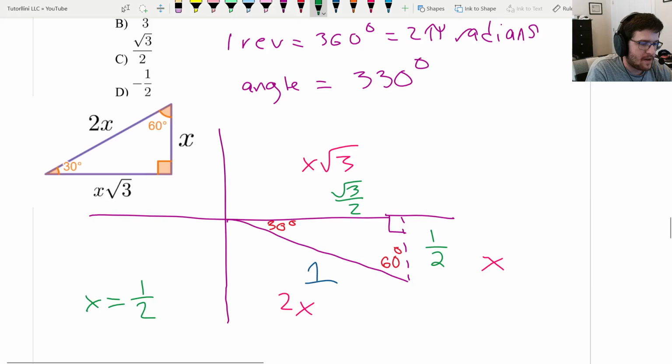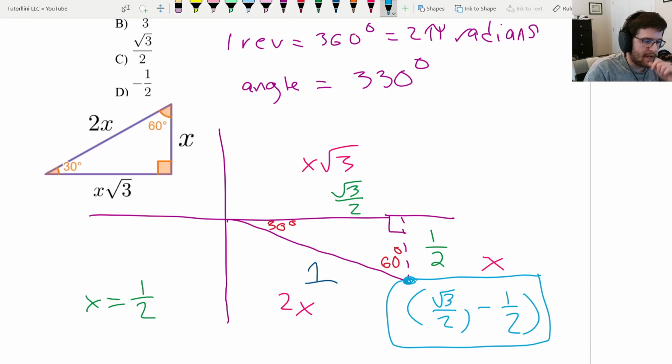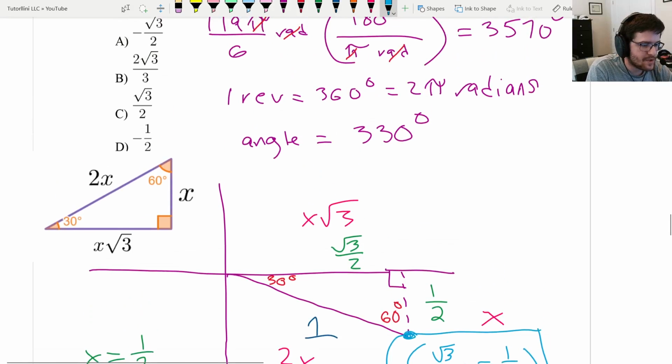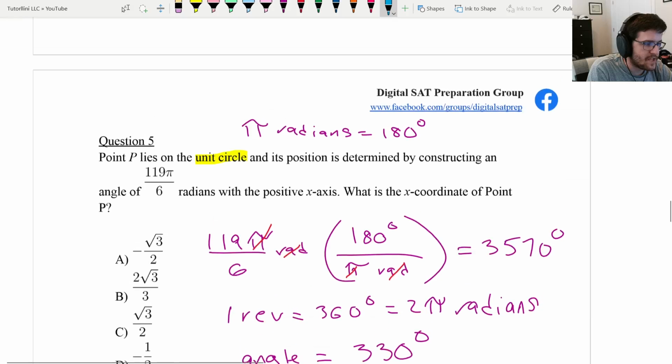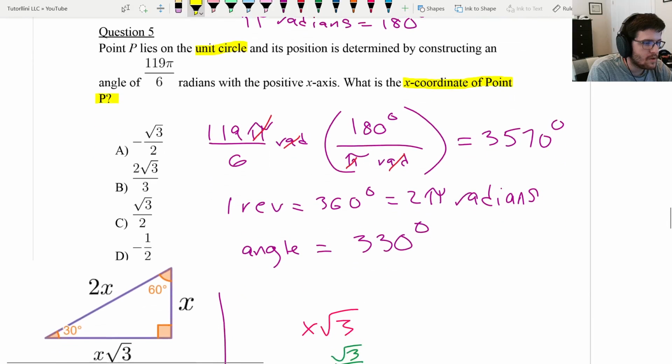Now let's figure out the coordinates of this point using those two sides. The x-coordinate is positive root 3 over 2, and the y-coordinate is 1/2, but it's going down into quadrant 4, so it's actually negative 1/2. So that would be the point. The question asks for the x-coordinate, which is positive root 3 over 2, which is answer choice C.